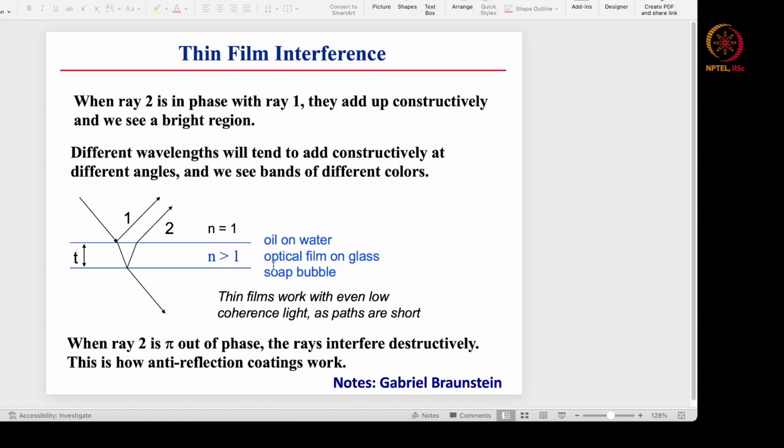So oil on water, optical film on water, the thin films work even with low coherence light, as the path lengths are really short. When ray 2 is pi out of phase, the rays interfere destructively, and that's how anti-reflection coatings actually work. This is the anti-reflection coating that is used routinely. So you see that there are optical explanations behind each and every one of them. And this is very common because when you do thin film interferometry, this is the technique that is used.